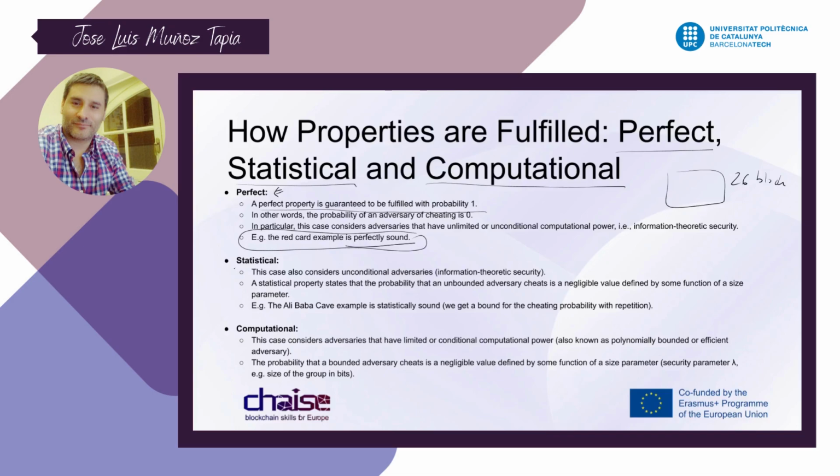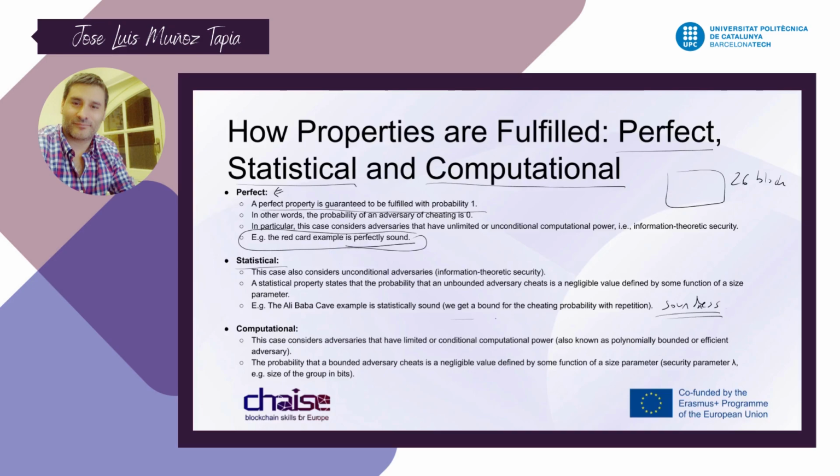We can also have statistical fulfillment of our properties. This is when there is a probability involved. In the Alibaba cave, for example, the soundness is statistical. It has a certain probability of you cheating me.